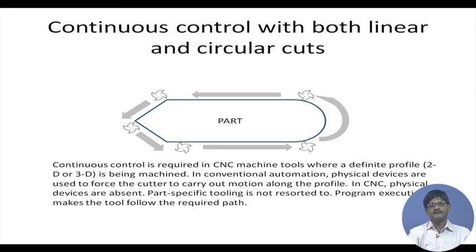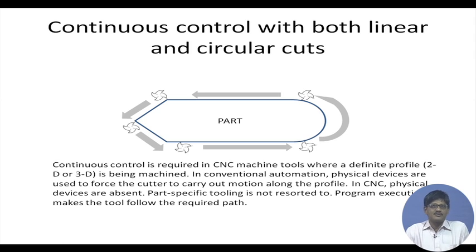On the other hand, we can have another type of continuous control in which both linear and circular cuts are going to be taken. Here we have the cutter shown on the periphery of a part moving in such a manner that it may cut straight portions, it may cut oblique portions which are straight but at an angle to both the axes. We are looking along the z axis towards the x and y plane, and the part might also have circular profiles, and these circular profiles will also be cut by the same cutter.